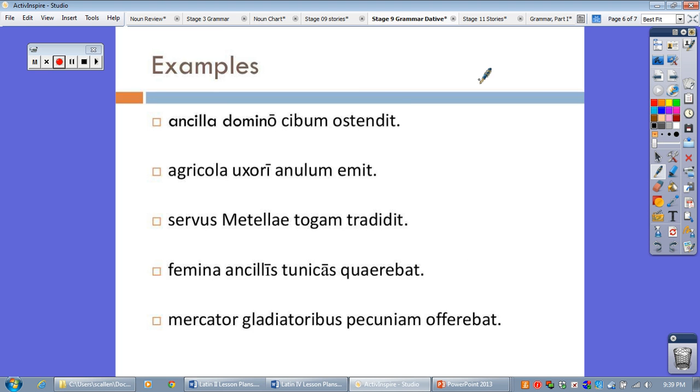So, let's move on there. Let's take a look at a couple of example sentences, and then we'll learn the song and fill in the chart, and we'll call it a day.